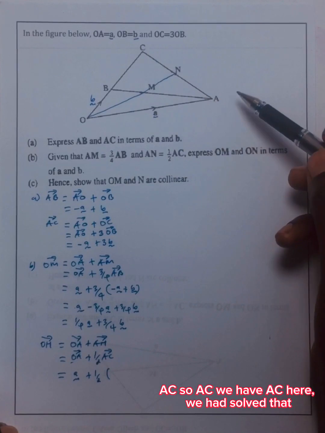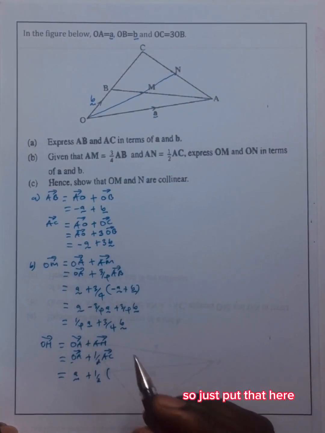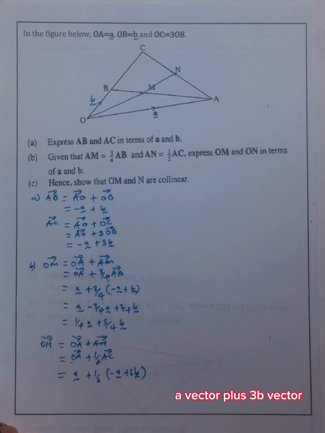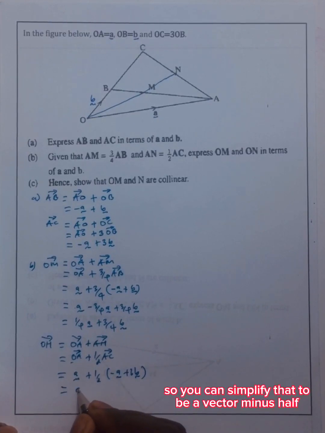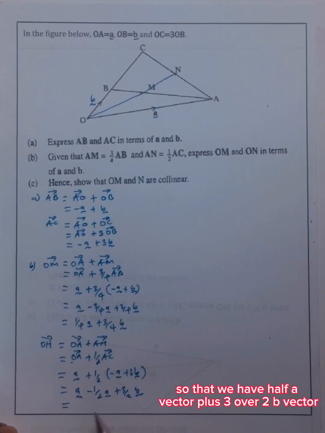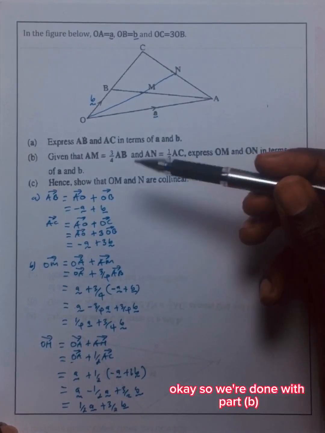We have AC here. We had solved that, so just put that here: vector A plus 3B vector. So you can simplify that to be vector A minus half vector A plus 3 over 2 vector B, so that we have half vector A plus 3 over 2 vector B. Okay, so we're done with part B.